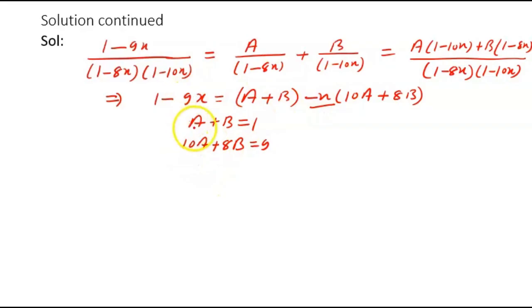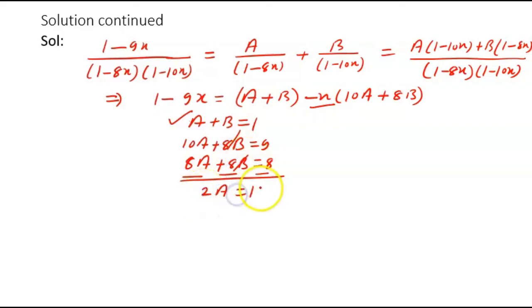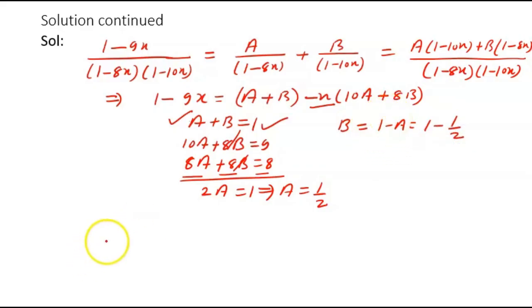Now to solve it, I can multiply this equation by 8. So I will get 8A plus 8B is equal to 8. Now I subtract, so it is minus, minus, minus, and 8B and 8B cancel. I will get 2A is equal to 1, so this will give me A is equal to 1 by 2. And since A plus B is equal to 1, B is equal to 1 minus A, that is 1 minus 1 by 2. So this part I left for you earlier.